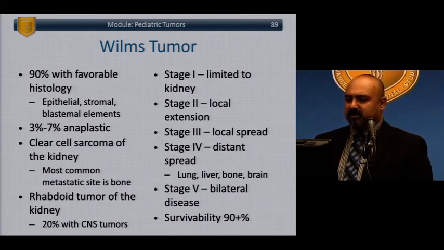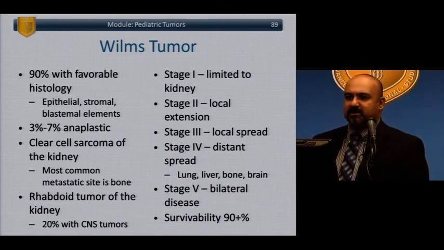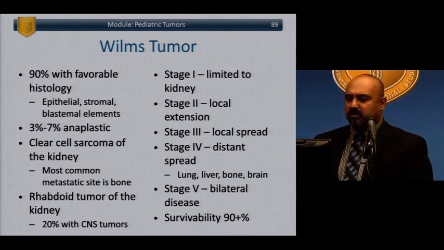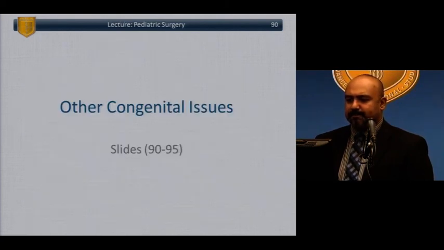The chemotherapy is very good. Surgery is the primary mode of treatment for this. We resect these when we see them right away. The only times we don't resect these straight up is if it's stage 4 disease. We'll treat with chemo and try to get the metastatic disease under control, and also stage 5 disease. If you're dealing with bilateral tumors, you're going to treat those initially with chemo. But the other stages, stage 1 through 3, we treat with surgery.